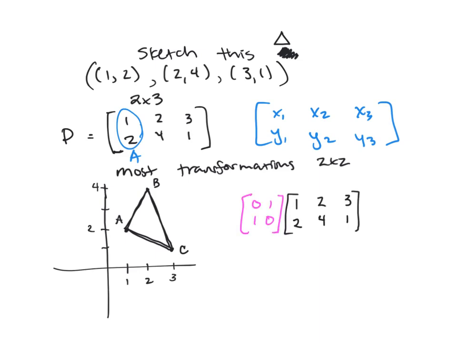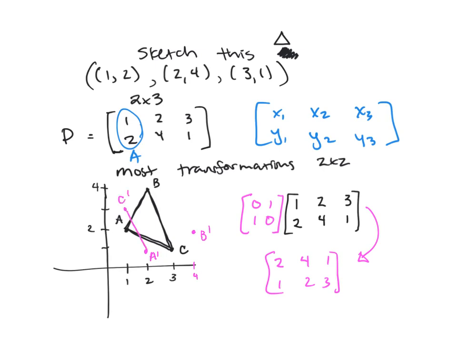For example, if I were to multiply this matrix by this one, sorry, I skipped over some of that, but you'd end up with this, and what you end up with, now we've got the point 2, 1, that's where A went. B went to 4, 2, and C went to 1, 3.